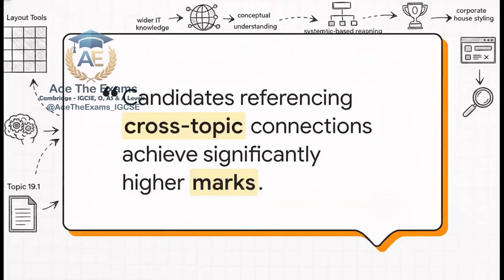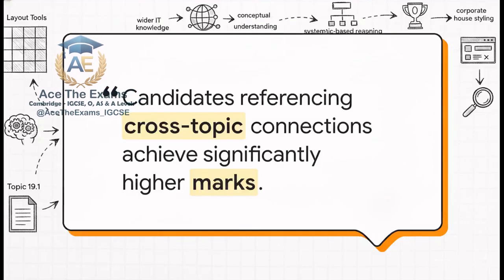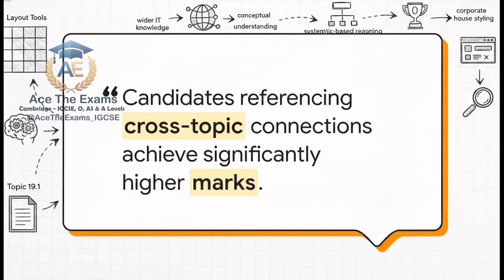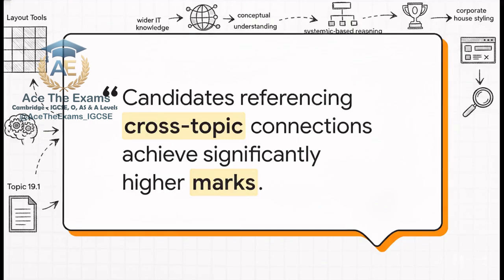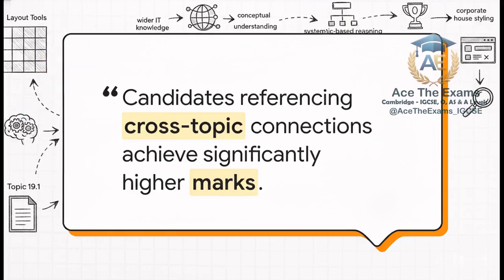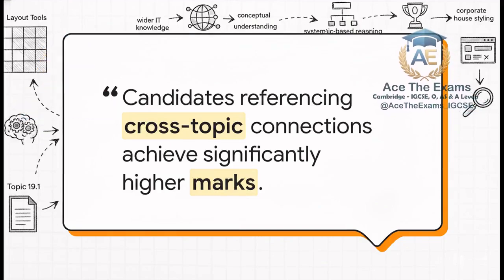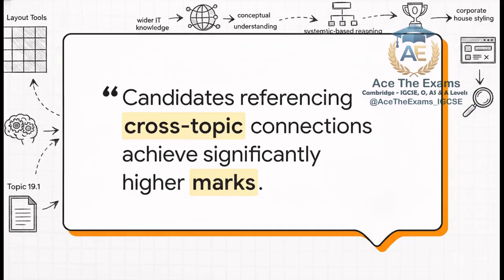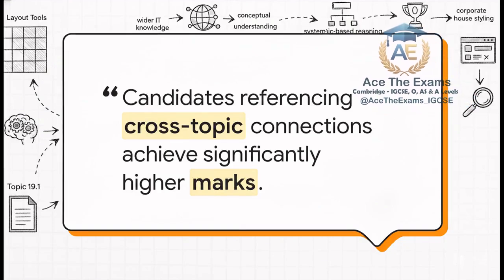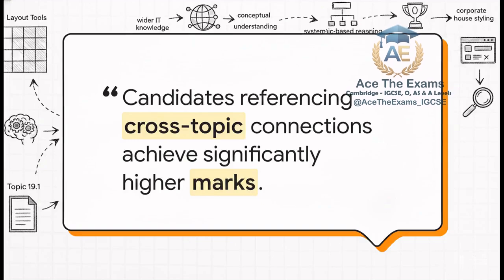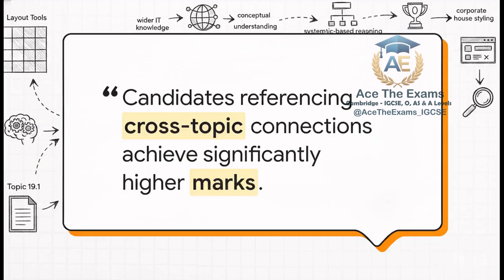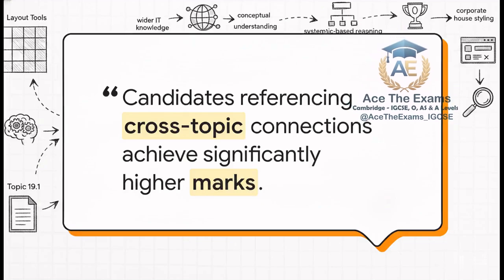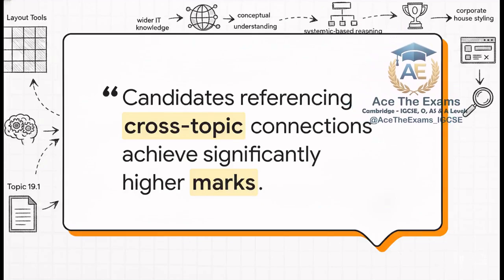Now, look at this quote, straight out of the principal examiner reports. This is literally an insider secret. It says, candidates referencing cross-topic connections achieve significantly higher marks. What does that actually mean for you? It means you absolutely cannot isolate layout tools from the rest of the syllabus. The whole conceptual framework of computer science draws on systematic analysis and evidence-based reasoning. So when you're turning on a grid, you need to be asking yourself, how does this grid affect the user interface? How does it impact the corporate house styling? See, it's all about having a connected conceptual understanding that you can transfer to completely unfamiliar scenarios.